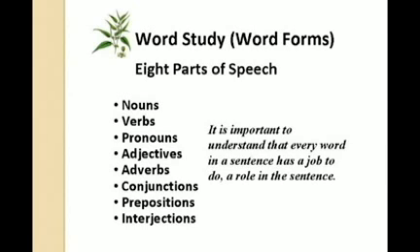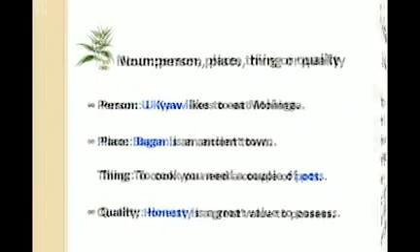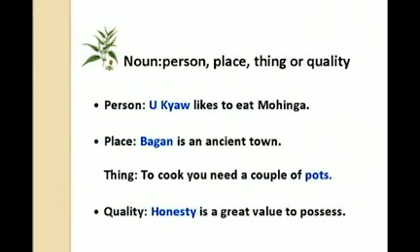Rewrite the following with the correct forms of the words given in brackets. To answer this type of question, you have to know 8 parts of speech: the verb, the noun, the pronoun, the adjective, the adverb, the preposition, the conjunction, and the interjection. It is important to understand that every word in a sentence has a job to do, a role in the sentence. A noun is a word used to refer to people, animals, objects, substances, states, events, ideas, and feelings.